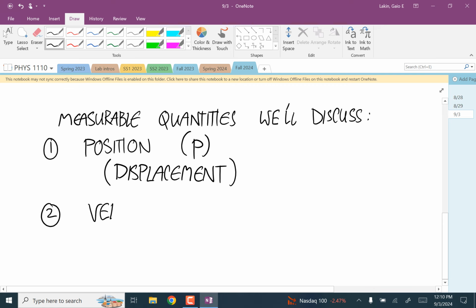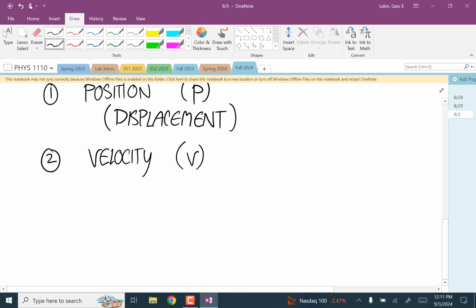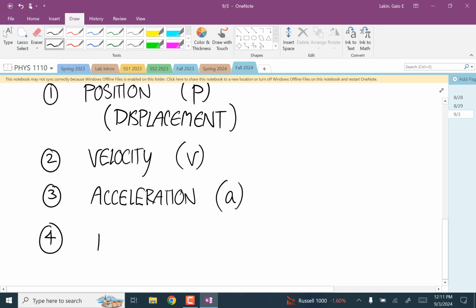Velocity. Lowercase v. Acceleration. That's a lowercase a. And then the last one that relates to all of these is time. We're going to see how all of these change over time. And I'll abbreviate that with a lowercase t.